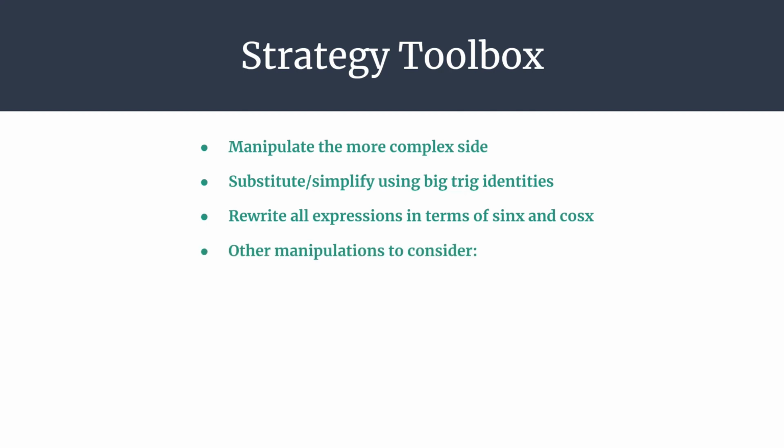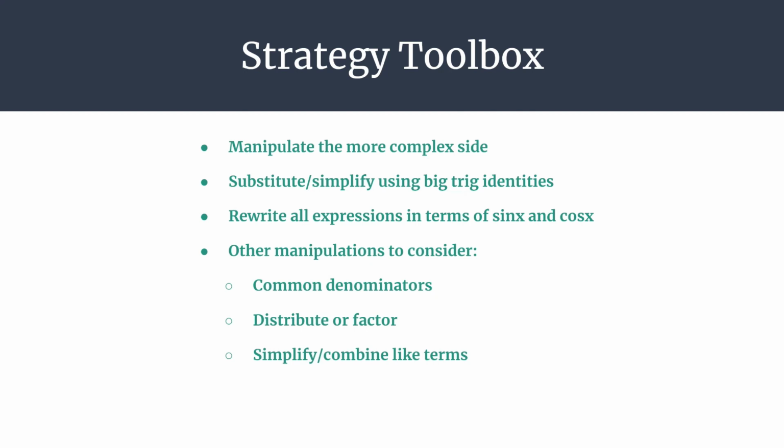Some other things you could consider: if you have multiple terms, getting a common denominator can be really helpful to get you on your way. You can distribute or factor. You can simplify or combine like terms, and so you're kind of doing that with common denominators as well. And you can use conjugates. So if in a denominator or numerator you see something like 1 minus sine, you can manipulate that term, multiplying by its conjugate. You would multiply, say, by 1 plus sine over 1 plus sine. So it doesn't change the term, but may give you more to work with.